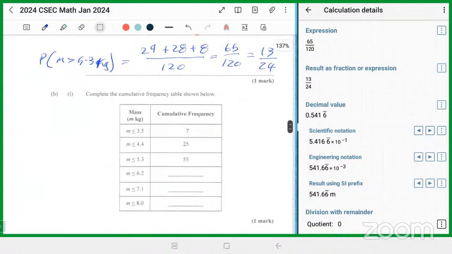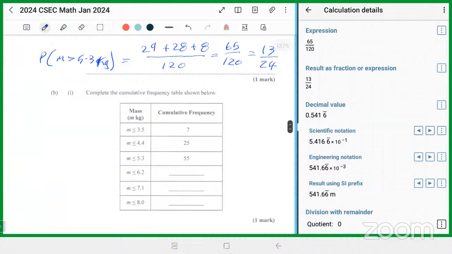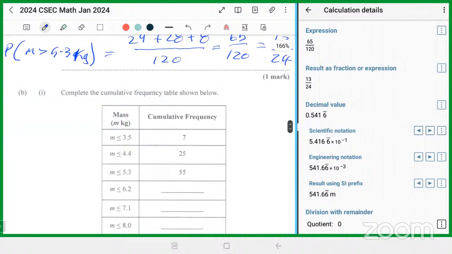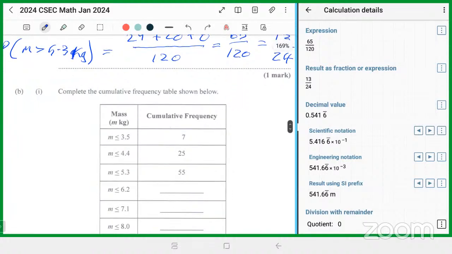Next part now gives us a cumulative frequency table. And our cumulative frequency table is a counting table. It's a way of counting your data, counting the number of babies as you go from group to group. And because we don't know the actual mass of the babies, what we know is how many babies measure less than the upper limit mass. So less than 3.5 kilograms, there were 7 babies.